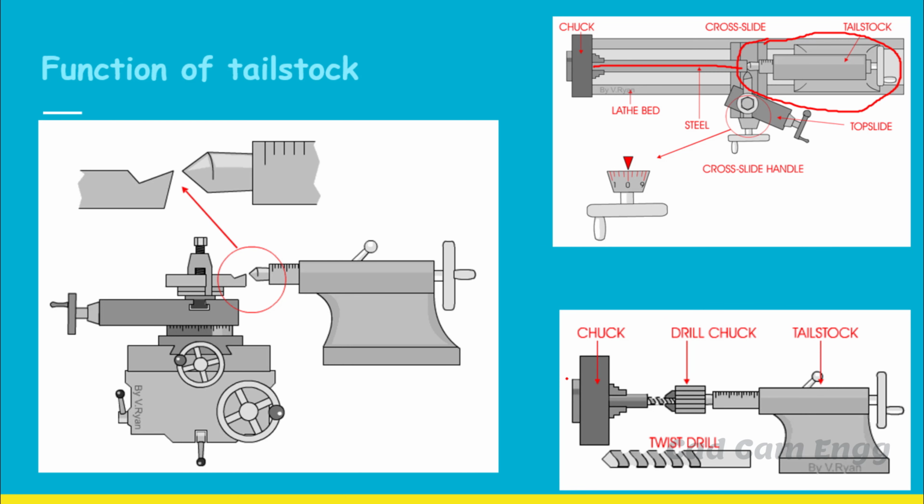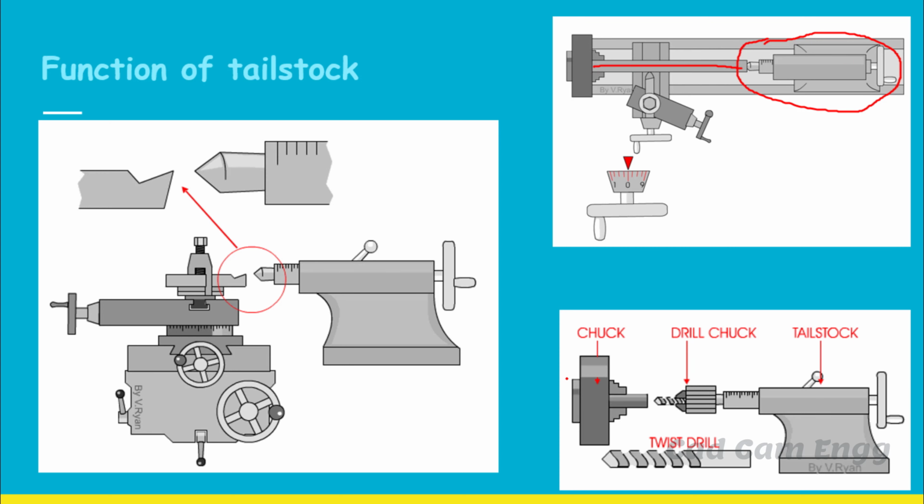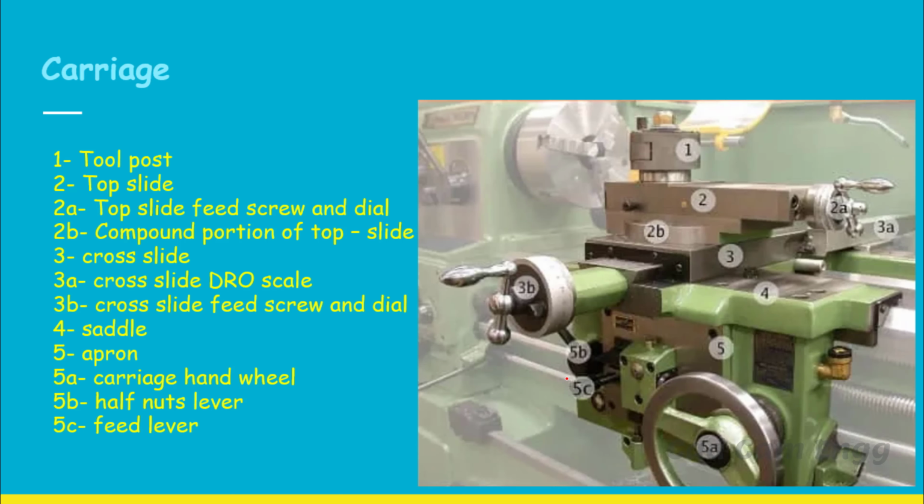Next important thing: using the tailstock, we are able to fix the center of the tool. Okay, so that animation is there. Next one is the carriage. We already saw the carriage is fixed between the headstock and tailstock. So T1, the first one, is a tool post.